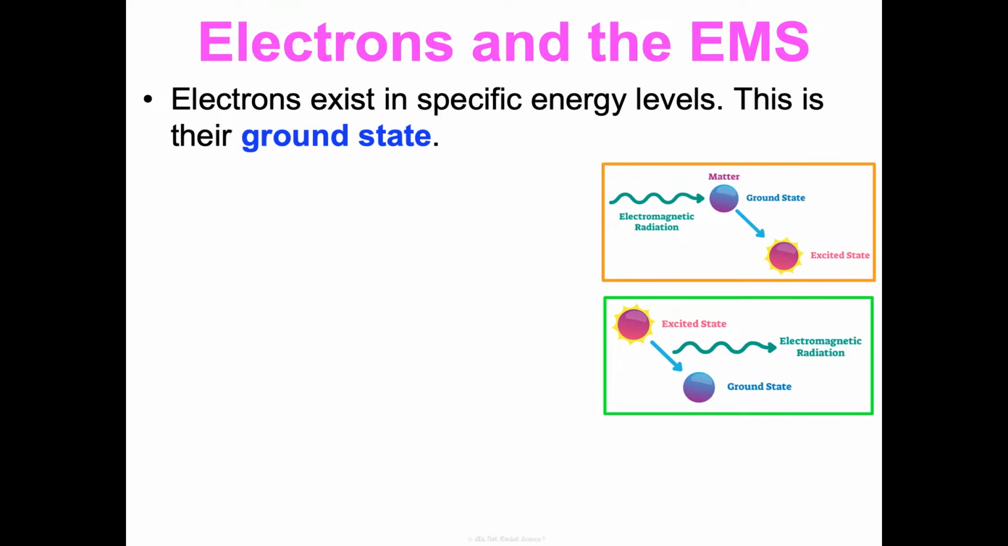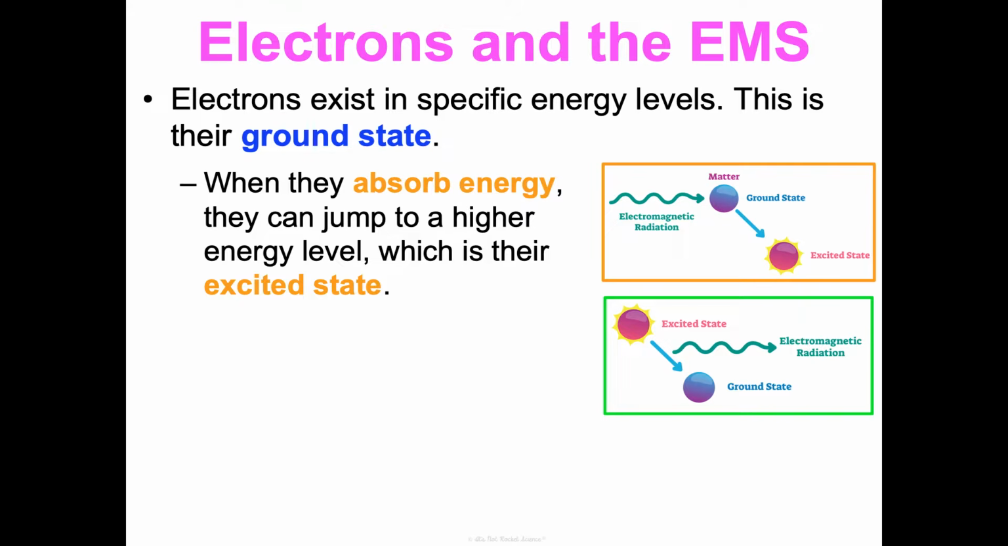You know this because when we learned about atomic structure in our last unit, we talked about how the electron cloud is divided into shells or energy levels. So electrons exist in different energy levels in the electron cloud based on how much energy that they have. So however much energy that they typically have, that's their ground state. Now, when they absorb energy, they can then jump to a higher energy level, which means further away from the nucleus. And when they do that, we say that they're in their excited state. So let's say you have some matter, which has electrons in it.